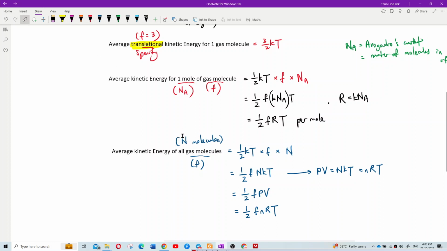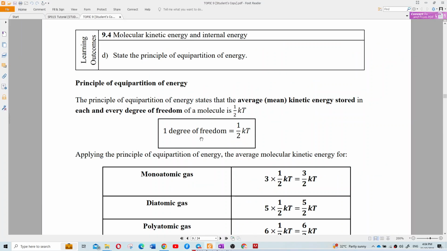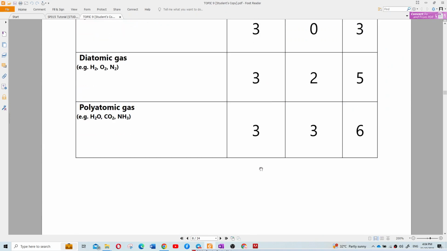Depending on the question: if it gives you the value of N, the number of molecules, you use the formula 1 over 2 F NkT. If the question gives you n moles of gas, the number of moles, you use nRT: 1 over 2 F nRT. That's the formula. That's how you develop all the rows.